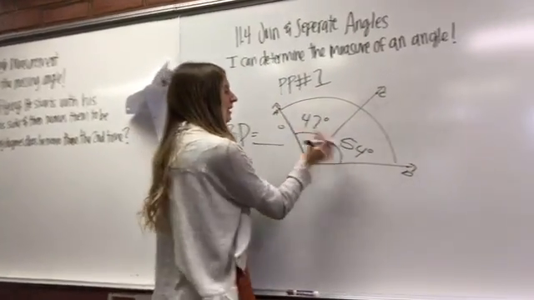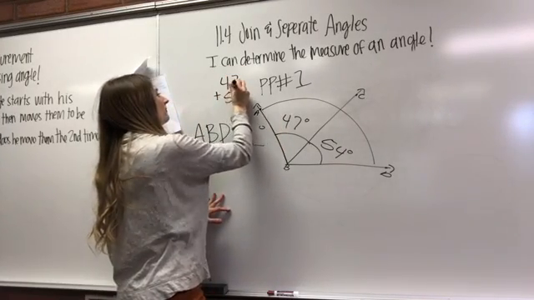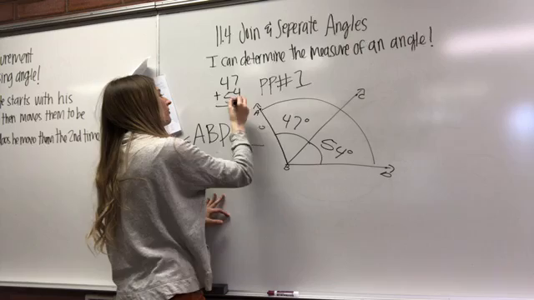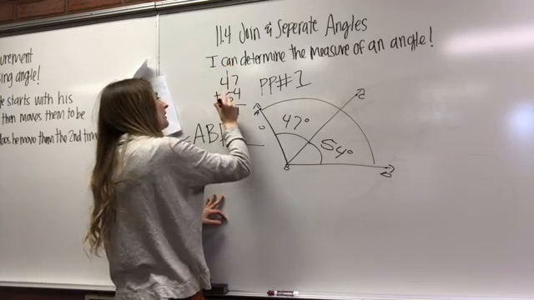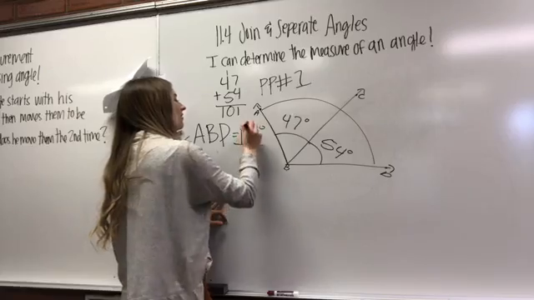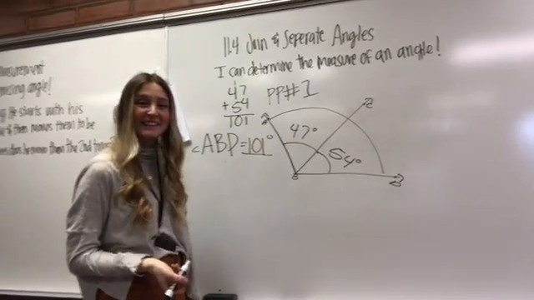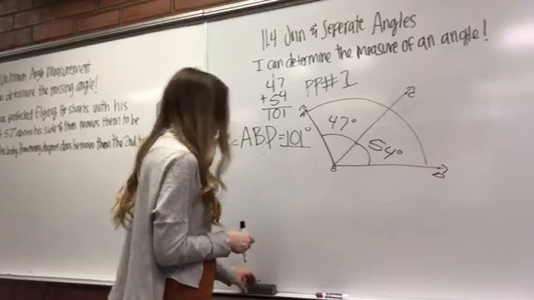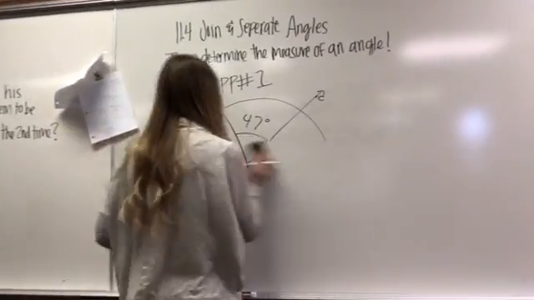So all we do here is add up our 2 angles. We have 47 plus our 54. 7 plus 4 is 11, carry the 1. 5 plus 4 is 9, plus 1 is 10. So if you got 101 degrees, you were correct. Hopefully you did. Okay, I'm going to throw a harder one your way. See if you can do it.